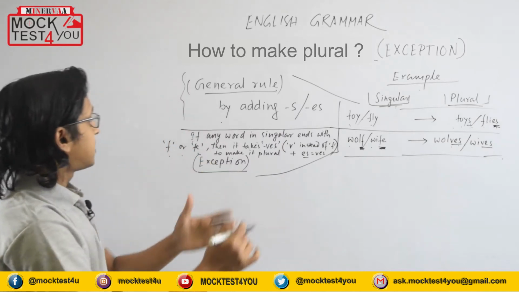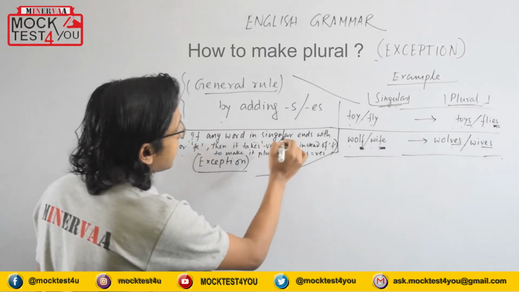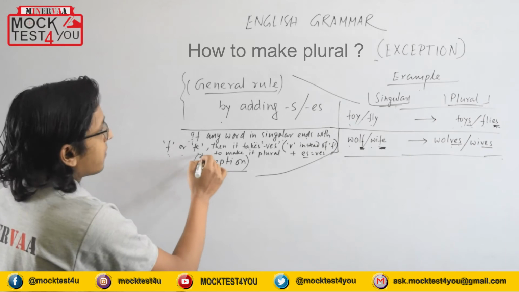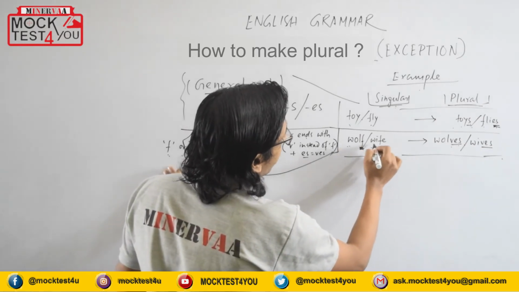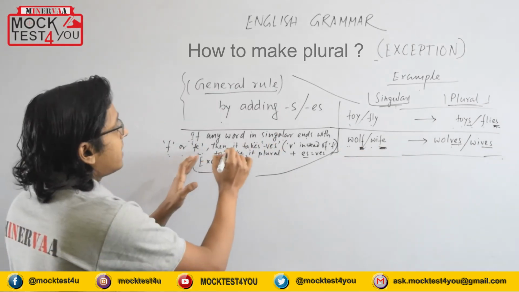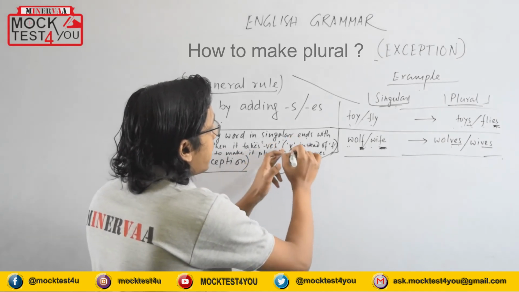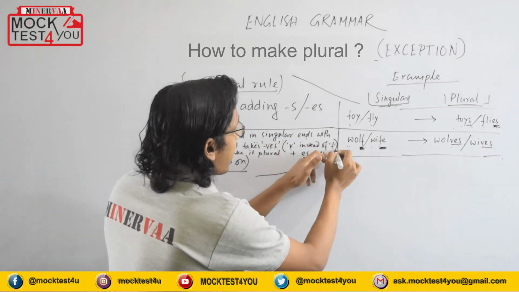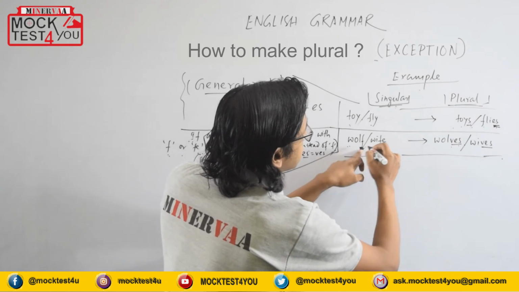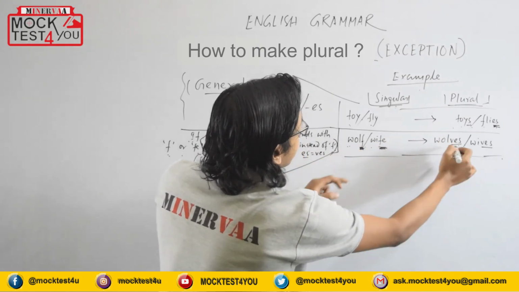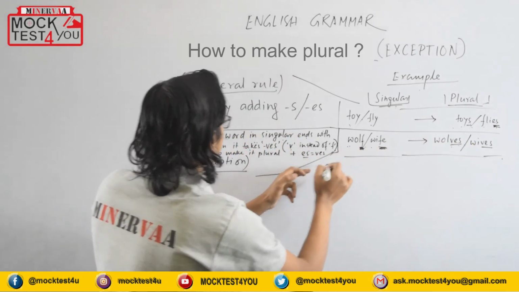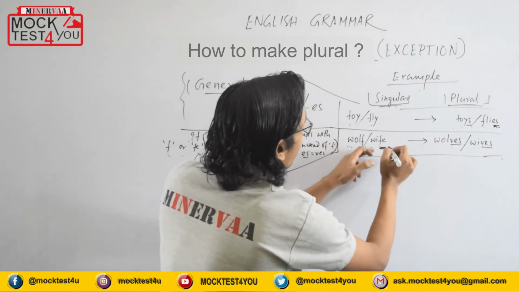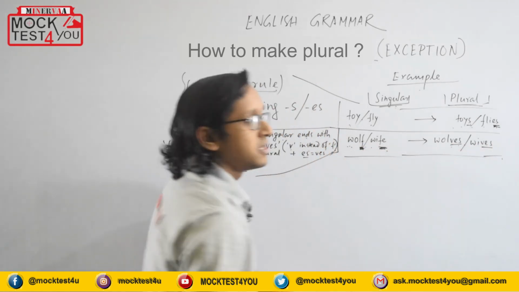Now what is the exception? See, if any word in singular ends with f or fe, like wolf or wife, then it takes ves. Ves, how? V instead of, or in place of, f. That means v instead of f, then add es. This is how ves is used to make it plural. So wolf or wife, then wolves or wives. This is how it is changed.